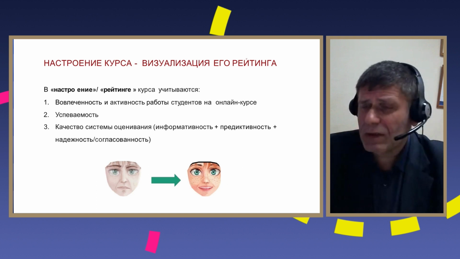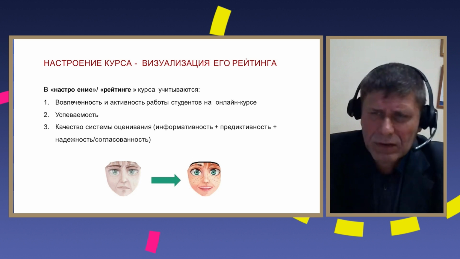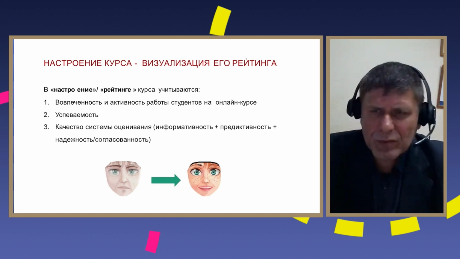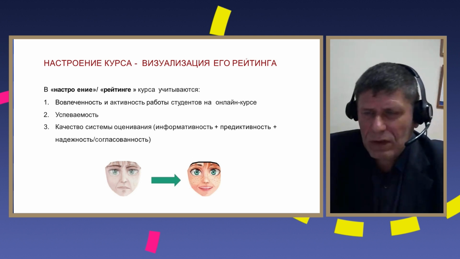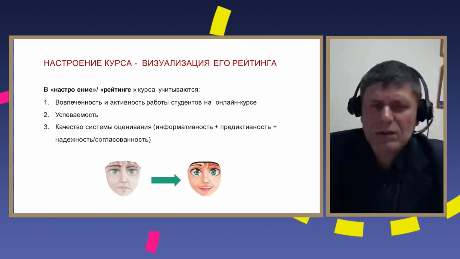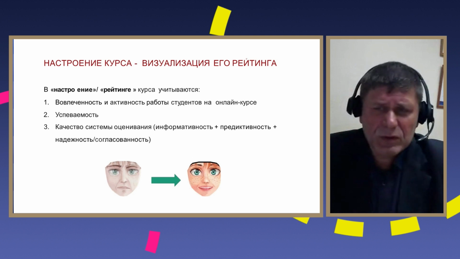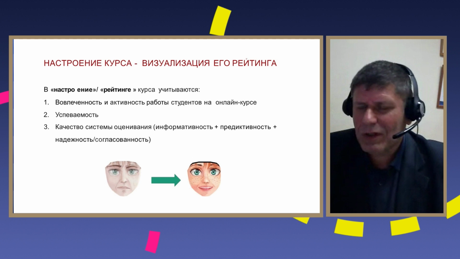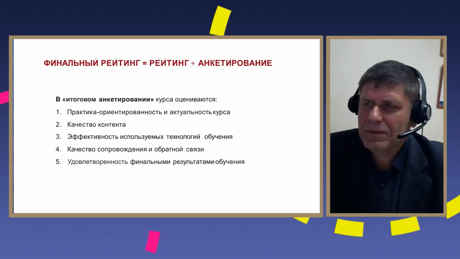The course mood visualization is defined by three things. Number one, the level of involvement and activity of the work of the students on the online course. The second one is the good grades, how many people have good grades, and number three is the quality of the system assessment. So if you have active work and you have good grades, but if the quality of the analytical system is not really good, in informativeness, representability and reliability, then your face will not be as beautiful as it's supposed to be, as you can see on the right side.